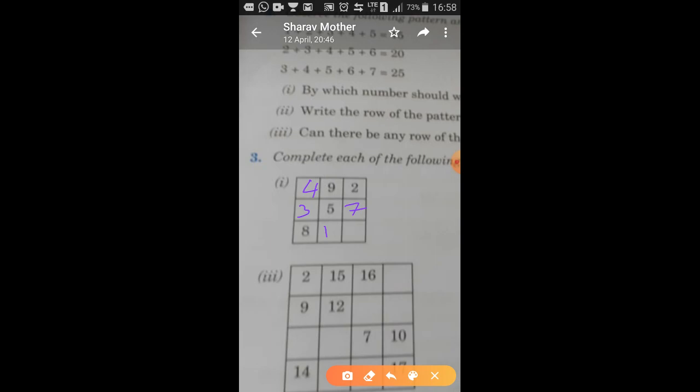Okay, so now we are left to fill just one box, which is this one. You already have an 8 over here, you already have a 1 over there. How much more do you need to make it 15? So 8 plus 1 is 9. 9 plus how much is 15? Yes, 9 plus 6 is 15. Yes or no?